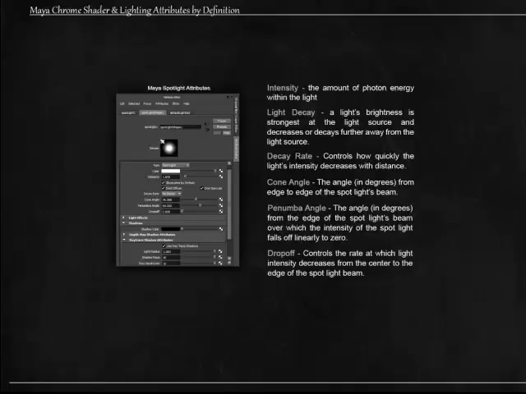The cone angle, which is the angle from edge to edge of the spotlight's beam. The penumbra, which is the angle from the edge of the spotlight's beam over which the intensity of the spotlight falls from full to zero. And then you have the drop-off, which controls the rate at which the intensity decreases from the center to the edge of a spotlight beam.